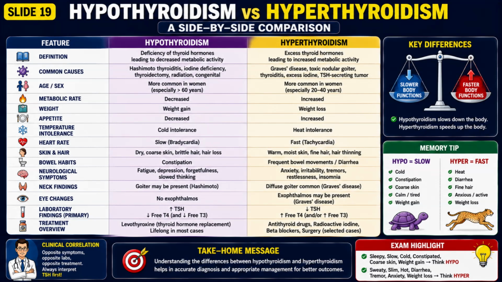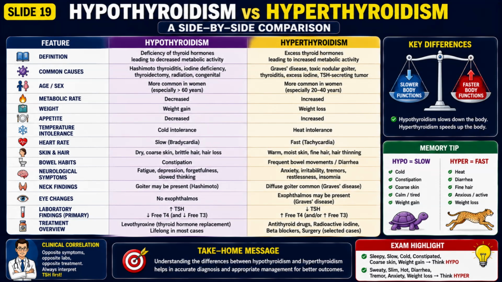On the other hand, patients with hyperthyroidism often present with weight loss despite increased appetite, heat intolerance, excessive sweating, tremors, anxiety, diarrhea, and a rapid heart rate. In this condition, body functions become excessively active.